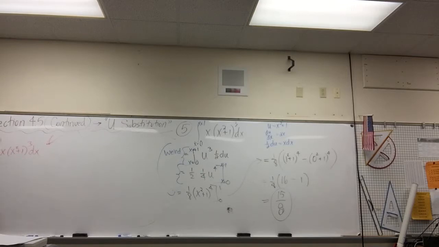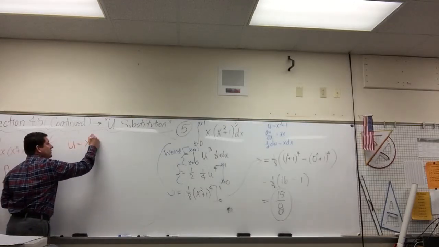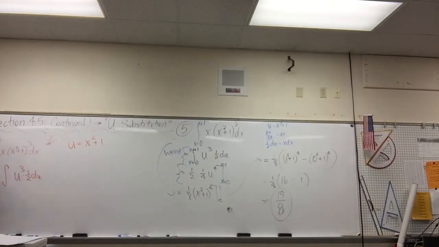Now, when I rewrote this as this, I said this is the integral of u to the third times 1/2 du. That's still fine as long as u is equal to the x squared plus 1. So we know that u is equal to x squared plus 1. So this is okay to here, but I just struggle with putting an x there of 0 and 1.